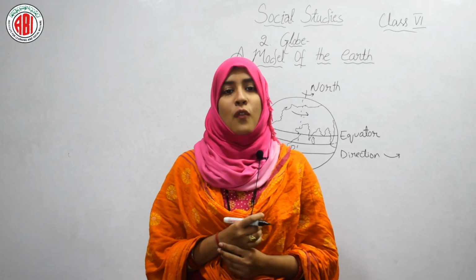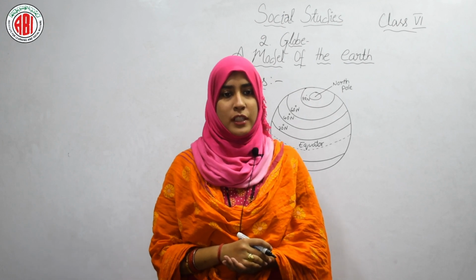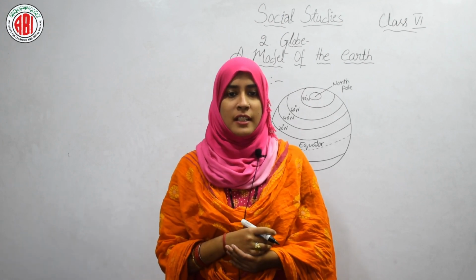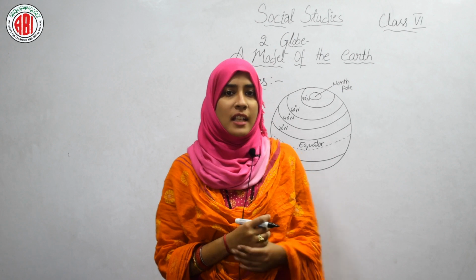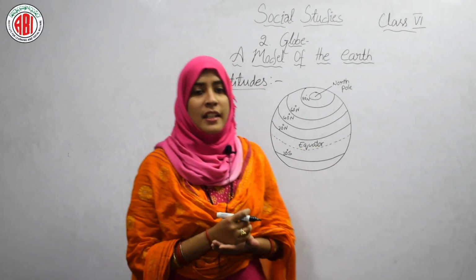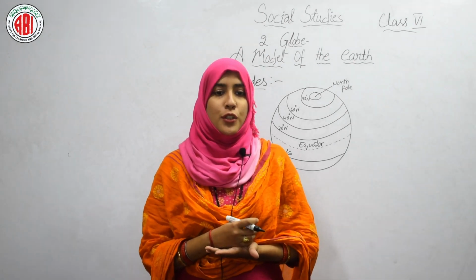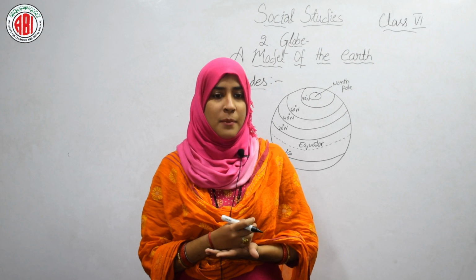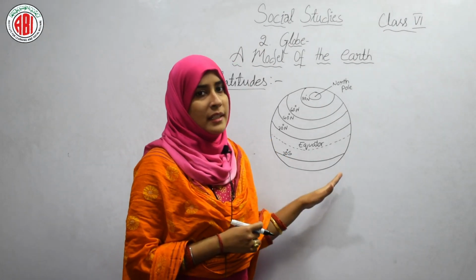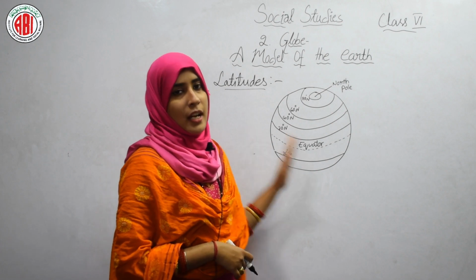Now let's see what we mean by latitudes and longitudes. Let's see latitudes first. These are the imaginary lines that are drawn from west to east. Can you spot these lines? Compare the length of these lines. Do you think they are all of the same length? So try to compare these lines from west to east and observe whether they are of the same length or not.